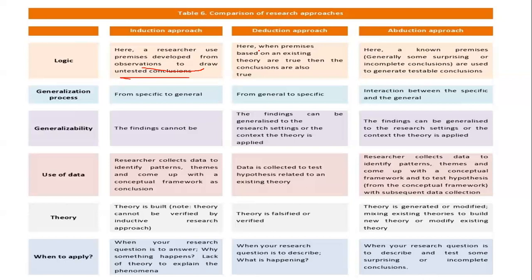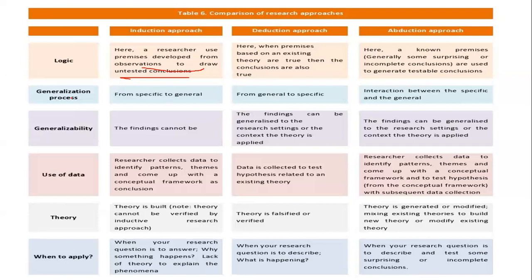The abductive approach uses premises to generate testable conclusions, and it is a combination of the inductive and deductive approaches. Basically, whenever we have a combination where somewhere the conclusions are untested and somewhere they are tested, the combination together is called the abductive approach.